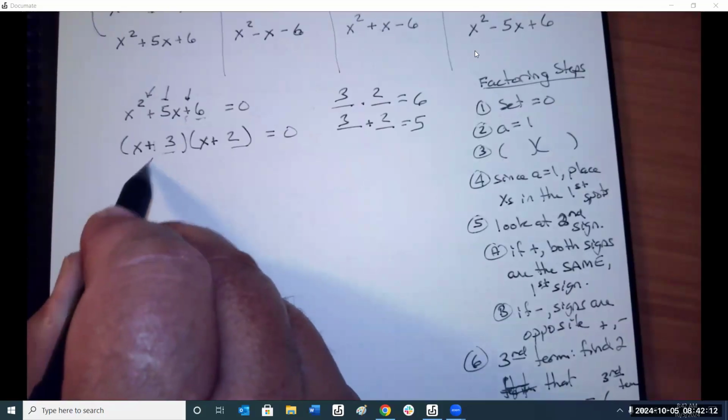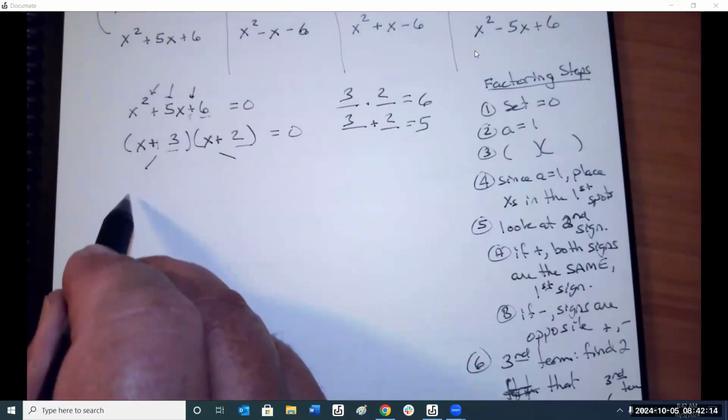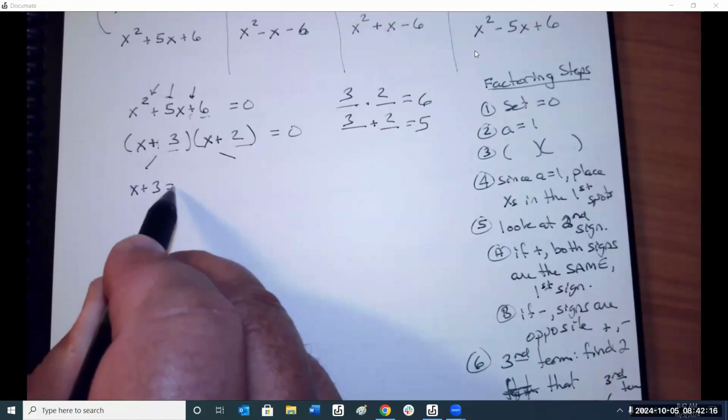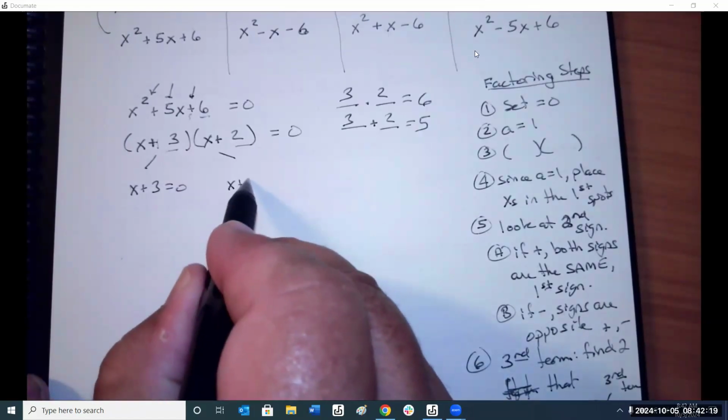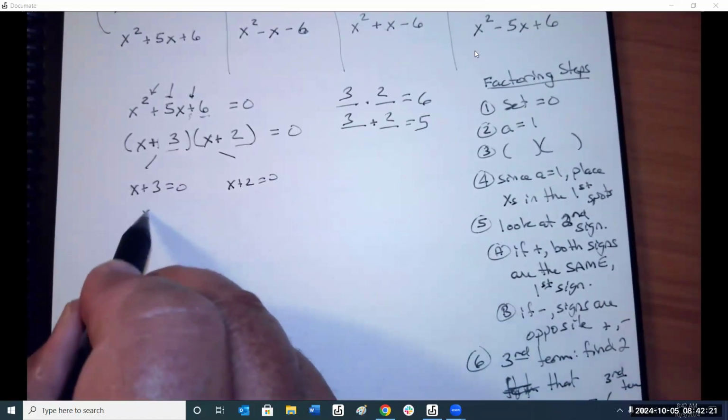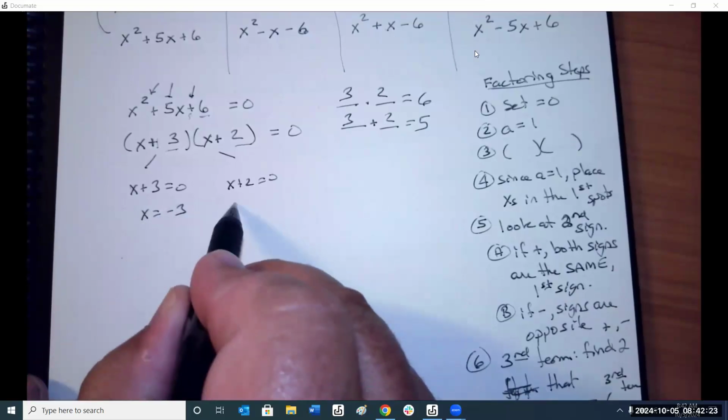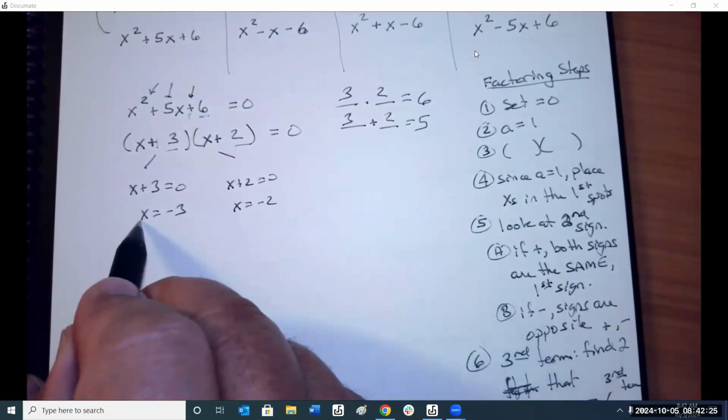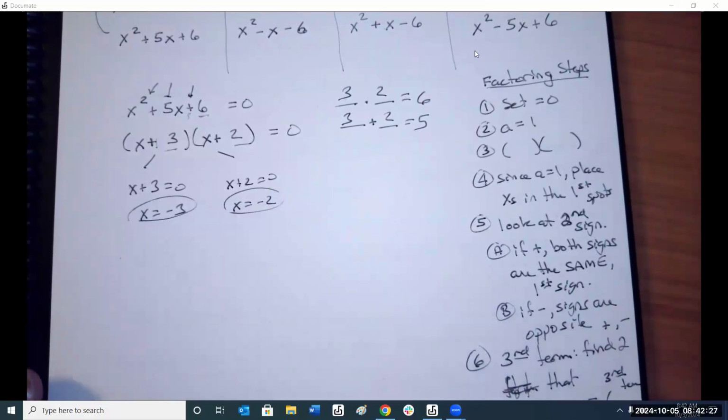So we set both of these terms, x plus 3 equals 0, and x plus 2 equals 0. So x equals -3, x equals -2. Those are my solutions.